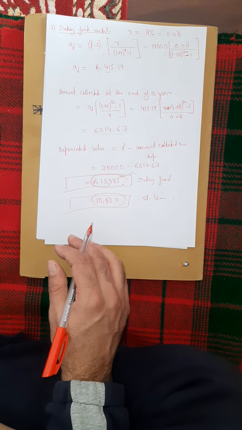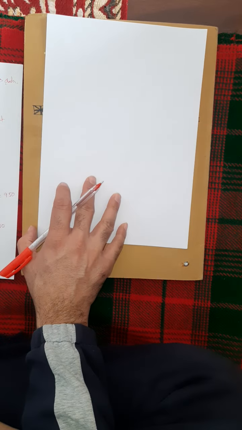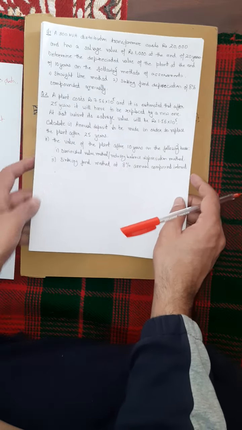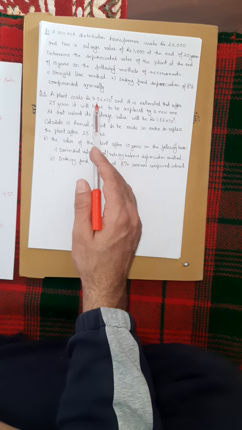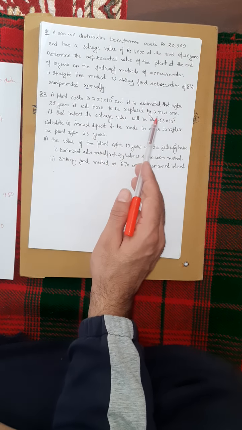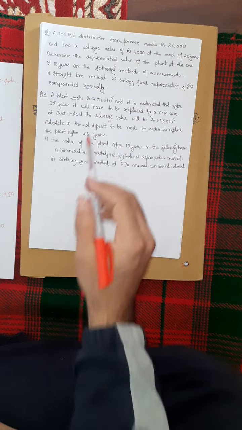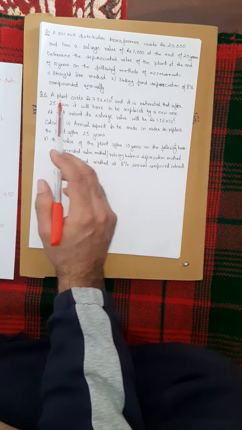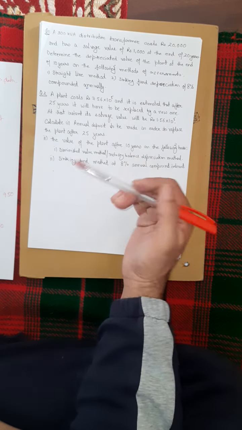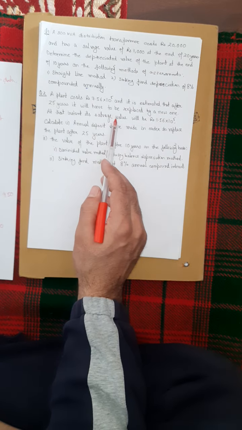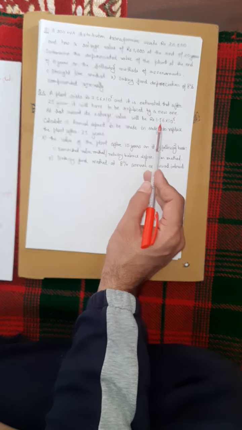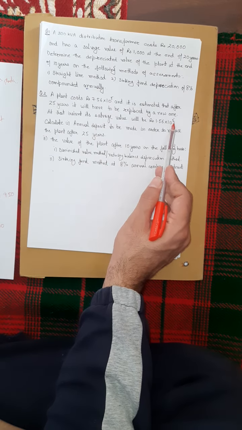Now let us come to the second problem. So here we have the second problem. It is saying that a plant costs 7.56 into 10 raised to the power 5, and it is estimated that after 25 years it will have to be replaced by a new one. So what is P? P is 7.56 into 10 raised to the power 5, and the useful lifespan is 25 years. So after these 25 years, we will replace this plant by a new plant. So at the instant of its salvage value, after 25 years, the cost of the plant will reduce to 1.56 into 10 to the power 5. So this will be the scrap value.